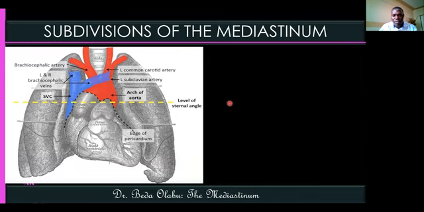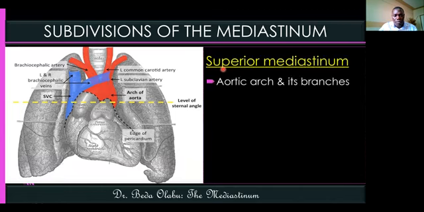So the superior mediastinum has a number of structures. One is the aortic arch and its branches. Understand that from the heart, we have the aorta. So the aorta goes up, then turns, then goes down. The part of the aorta going up is called the ascending aorta. That one is considered to be in the inferior mediastinum.